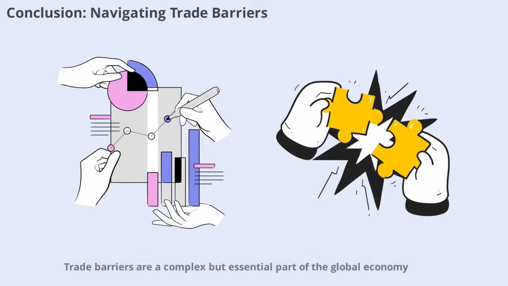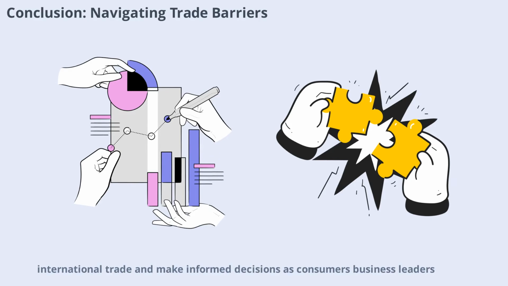Trade barriers are a complex but essential part of the global economy. They can protect local industries, ensure safety, and address political concerns, but they also have costs for consumers and producers. By understanding the different types of trade barriers and their impacts, we can better navigate the world of international trade and make informed decisions as consumers, business leaders, and policymakers.